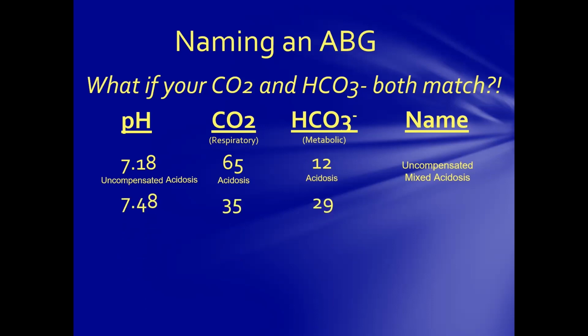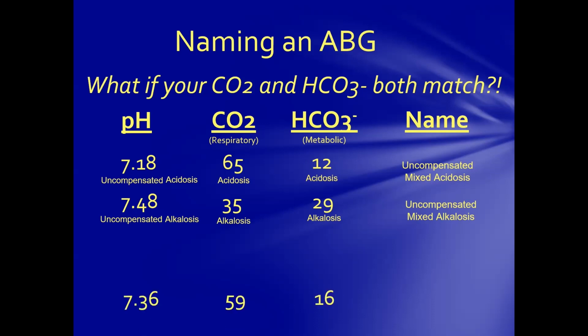There's both a respiratory and a metabolic process that is contributing to the overall acidosis. What if your pH was 7.48? Your baby's first name is uncompensated. Your baby's last name is alkalosis. With a CO2 of 35, which is also alkalotic, and a bicarb of 29, which is indicating alkalosis, your baby's name is going to be uncompensated mixed alkalosis. Both the respiratory and metabolic processes are contributing to the alkalosis.